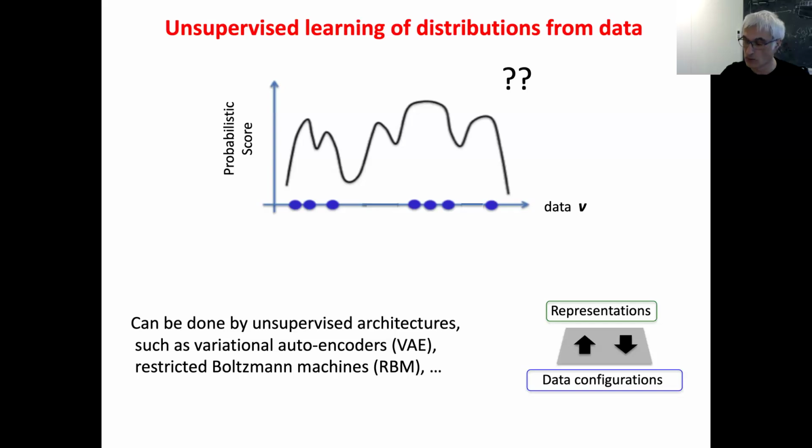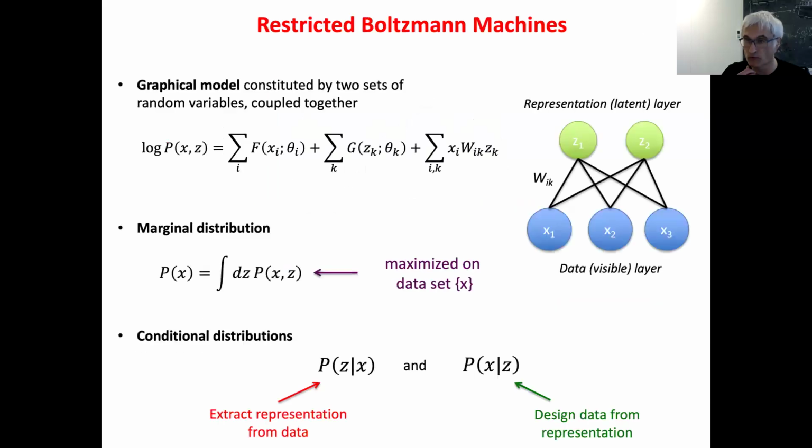So the particular architecture we looked at is a very simple one, which is composed of 2 layers only. We have a first layer, which is called the visible layer, where we put the data configuration, the x layer, of size n, depending on the dimension of the data. And we have a second layer, the representation layer, with the latent variables z, which is of a different dimension a priori. So the model is a graphical model on this bipartite graph with some couplings w_ik, and it's defined as follows.